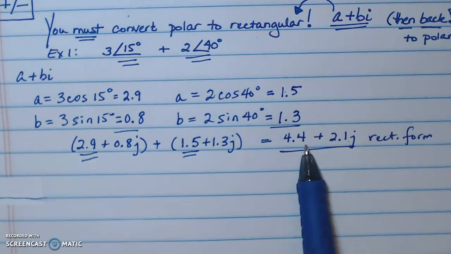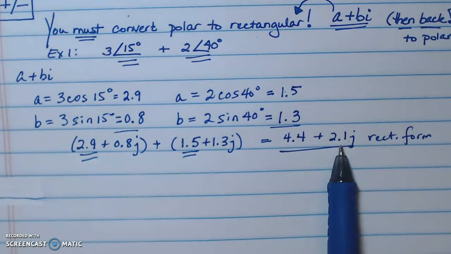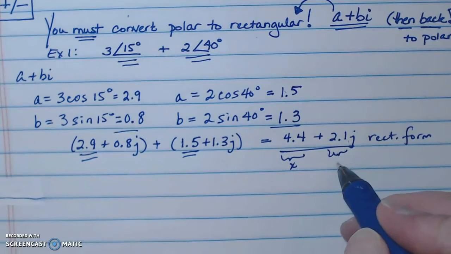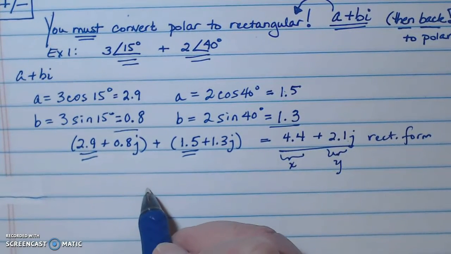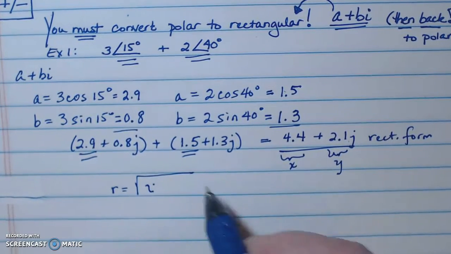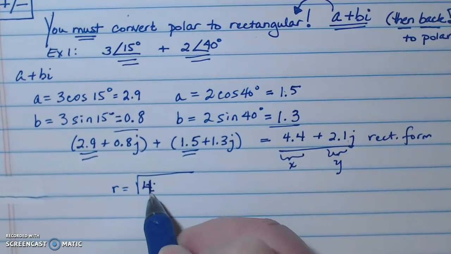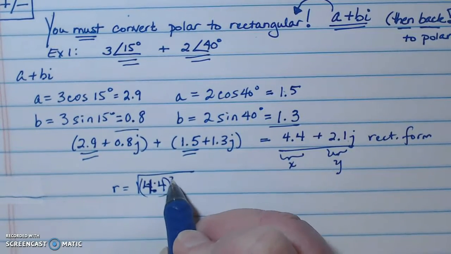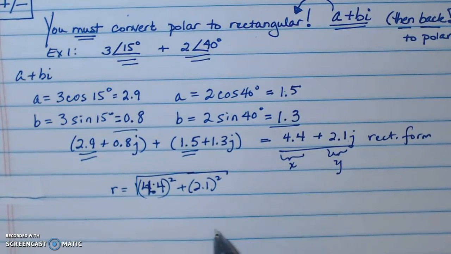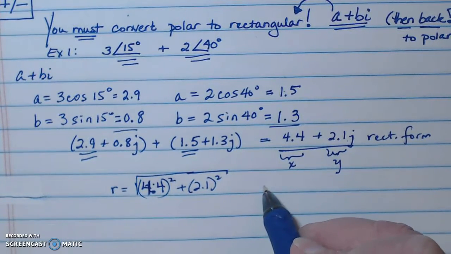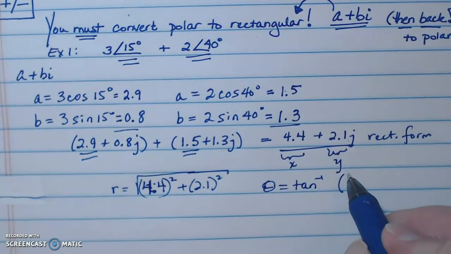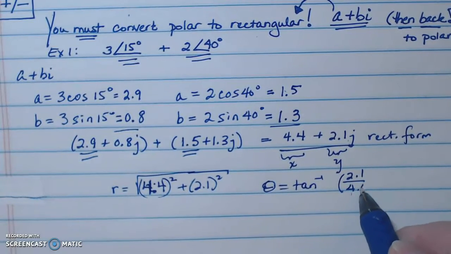So you're now going to need to take this representation and convert it into polar. And remember how we do that. This is in essence your x, this is in essence your y, and you're going to find that your r value equals the square root of your x squared, which is 4.4, and your y value squared, and then you're going to take the square root of that, and you're going to find your theta by doing tangent inverse of your y value over your x value.